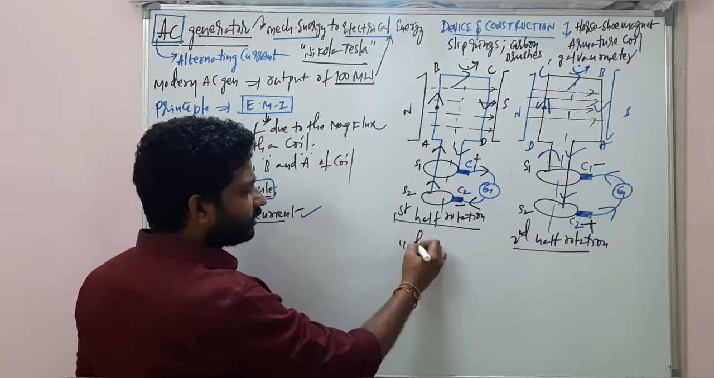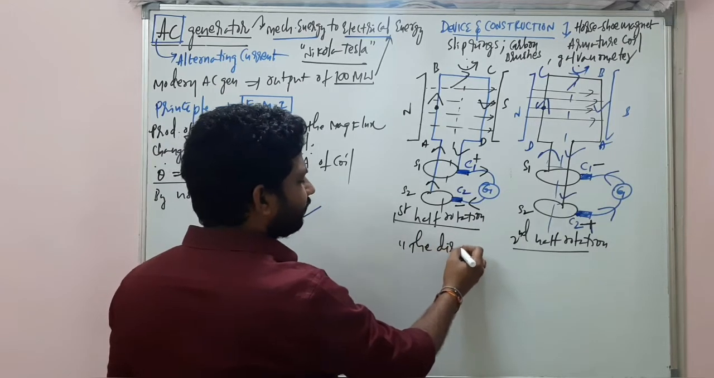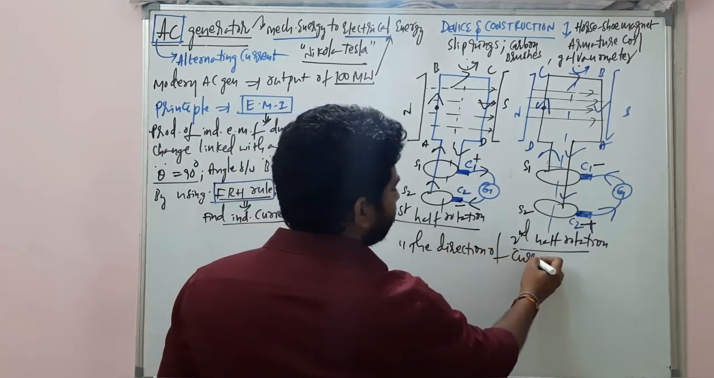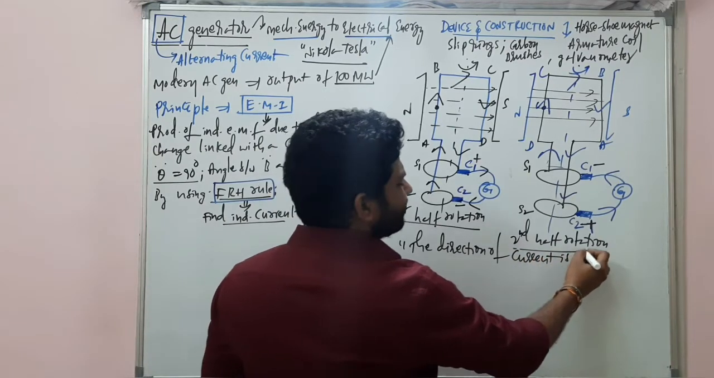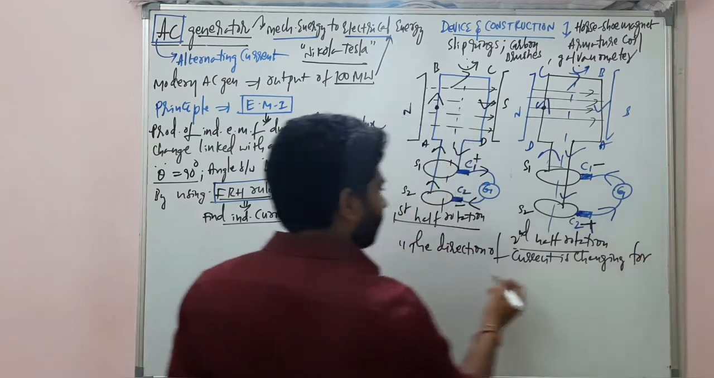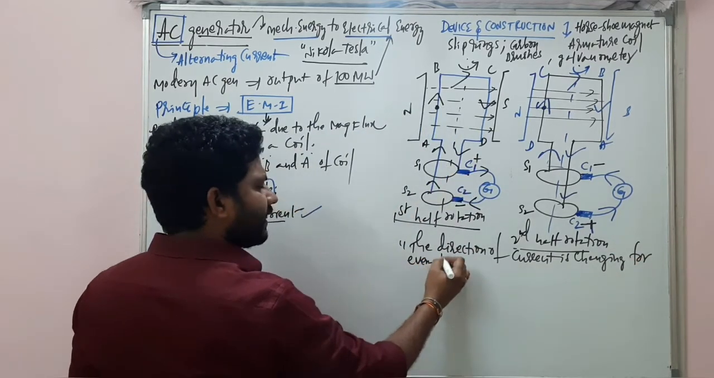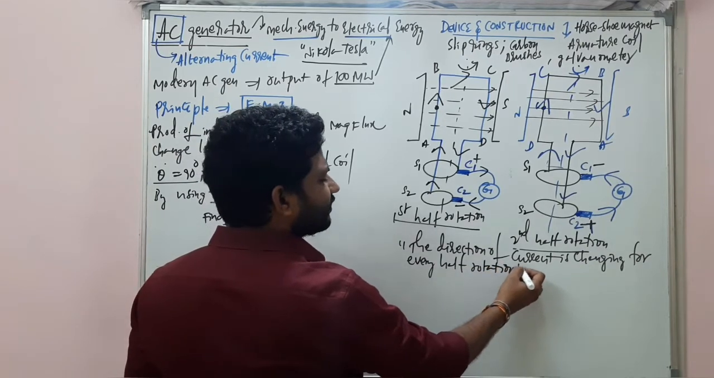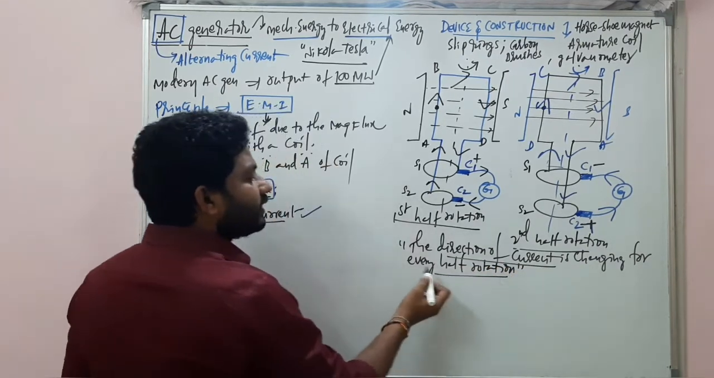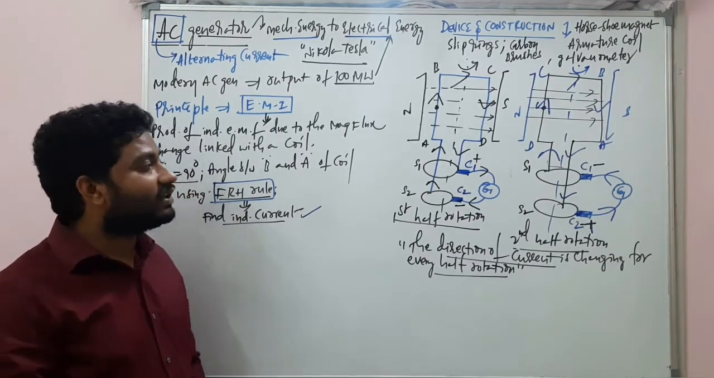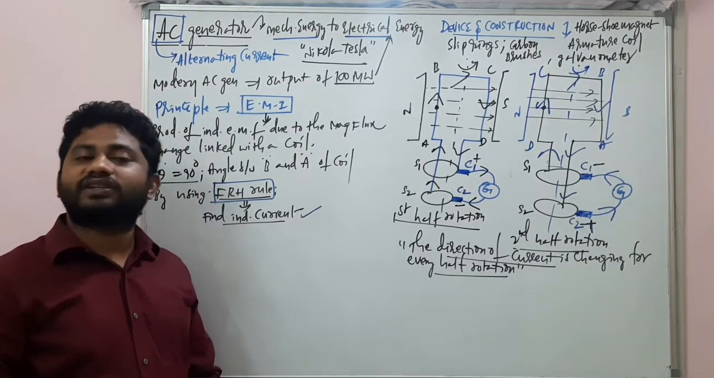That's what I am writing here: the direction of current is changing for every half rotation, my dear students, and that's called the alternating current. The current is alternating, meaning changing its direction for every half rotation.